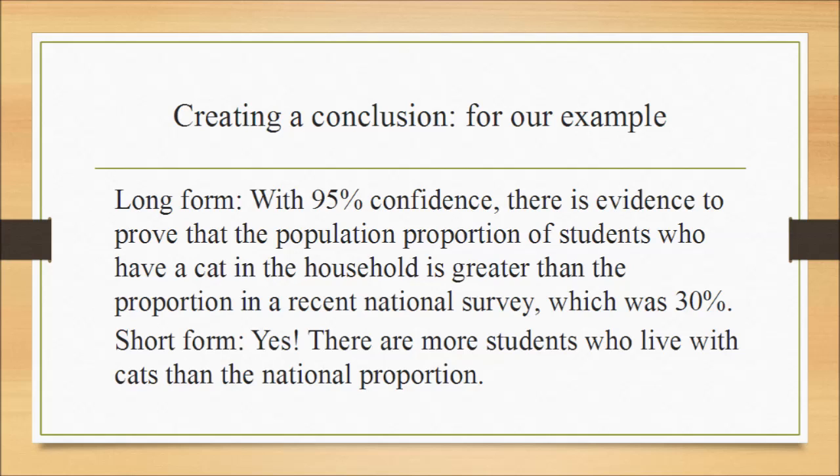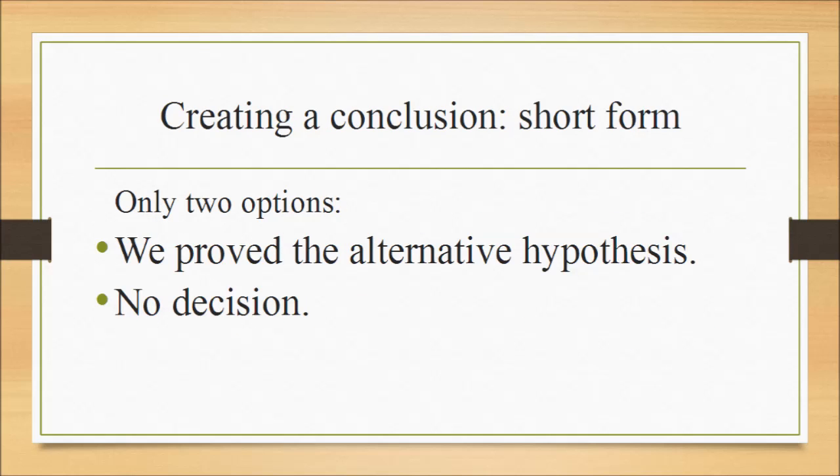That's great. There are only 2 possible conclusions. Either we proved what we set out to prove, or there's no decision. As you go through the examples, you'll see this. It's important that you understand. Either we proved it, which is a good thing, or we cannot make a decision.